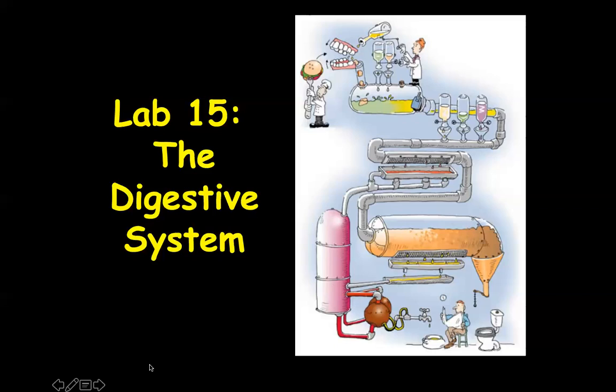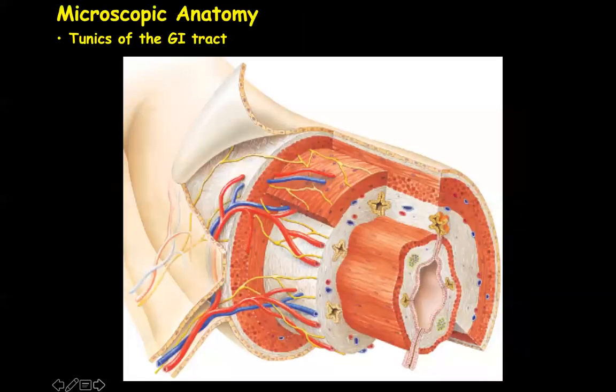So I'll roughly be following along with your lab manual and showing some of the things that you would need to know if we were in the lab physically. The first one is something that we talked about in the lecture already, and that's the 4 major tissue layers, or the tunics, going from the lumen to the surface within the GI tract.